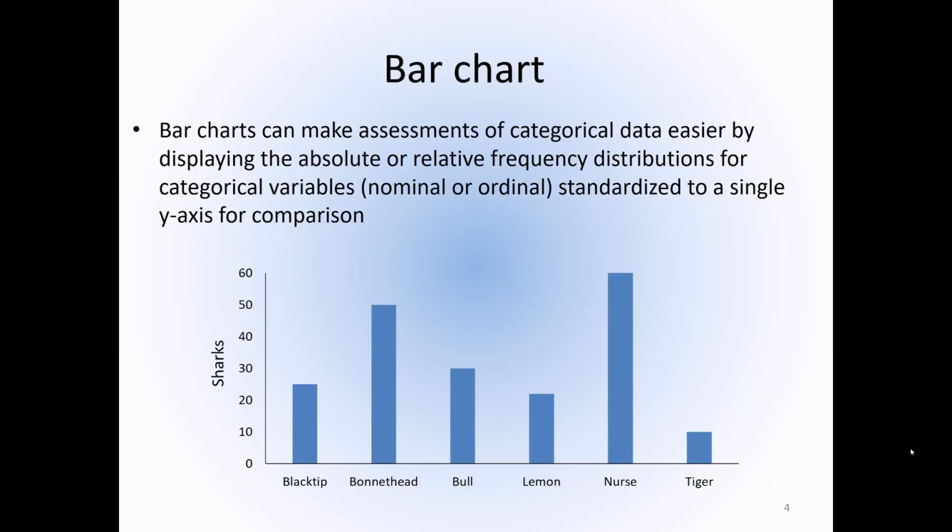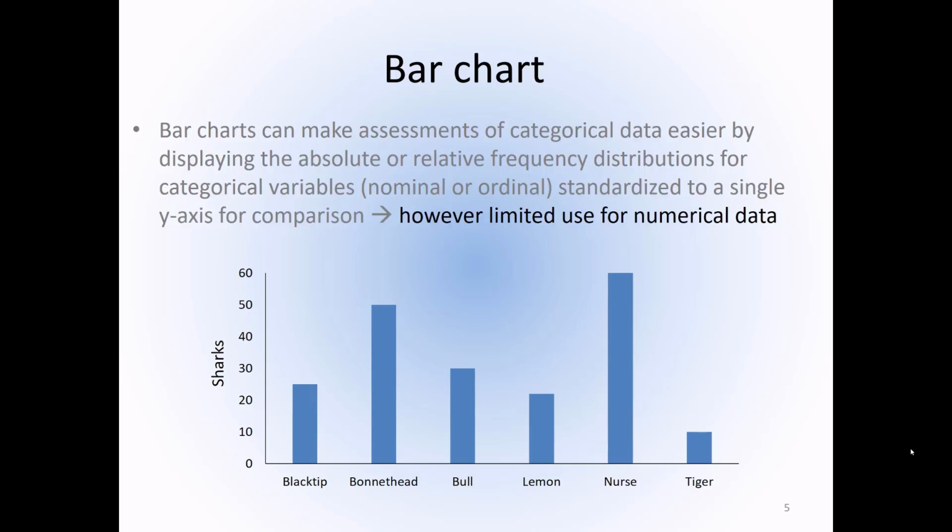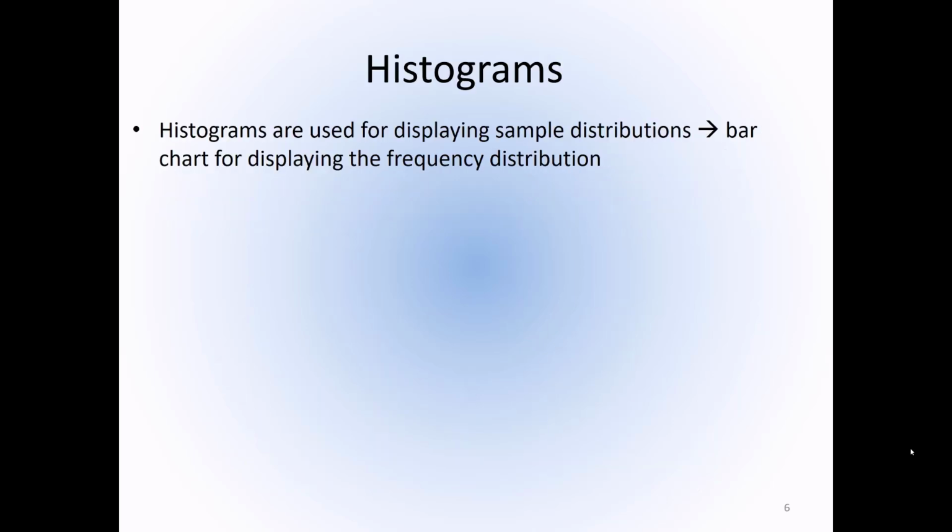So in the previous video, we talked about bar charts, and these are great for categorical variables and showing the differences among these different categories. That way we can standardize all our values and observations to a single y-axis. But bar charts are pretty limited when we're thinking about numerical data. So we need a new way to show our data, and we can do so using histograms.